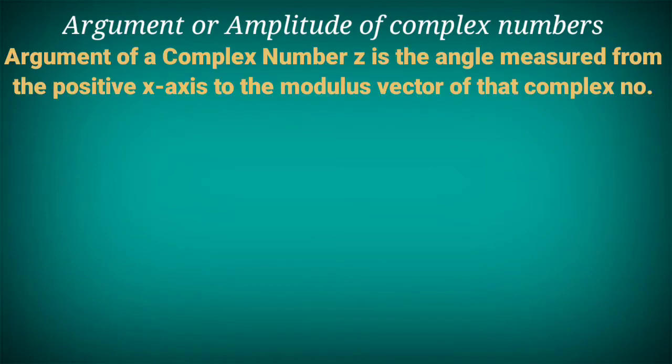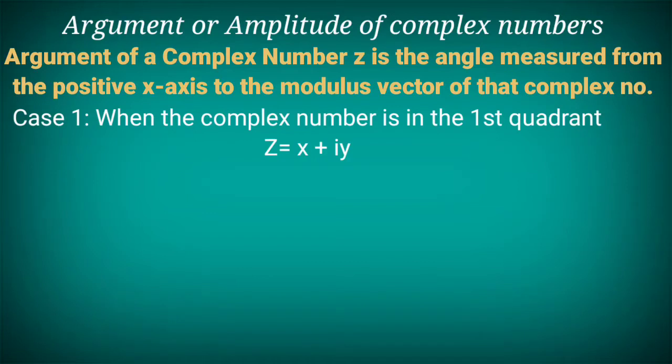The argument of a complex number z is the angle made by the modulus vector with the positive x-axis. Let's discuss this by separating it into four cases. In the first case, let us take the complex number in the first quadrant. Therefore, let's take the complex number z as x plus iy, where x and y both are positive. Now let's draw the modulus vector of z, and let alpha be the acute angle between mod z and the x-axis. So alpha is measured from the positive x-axis itself.